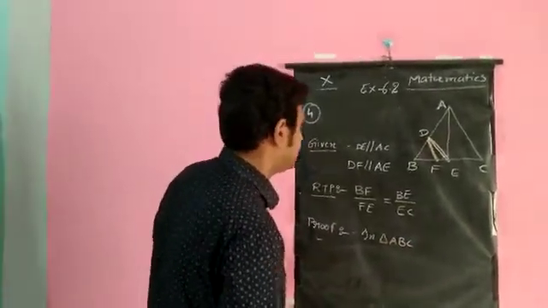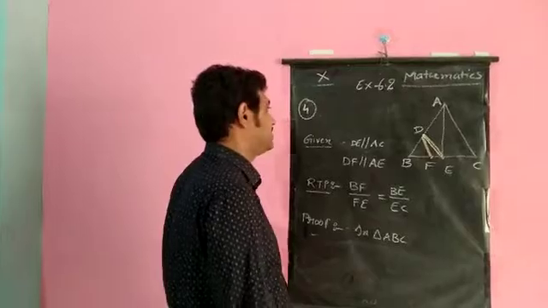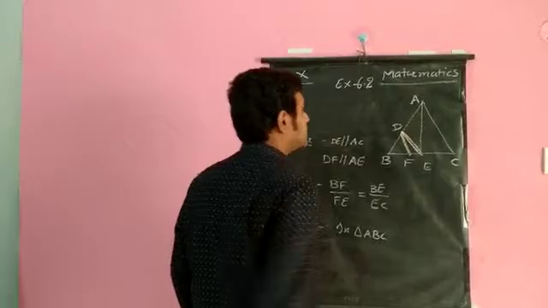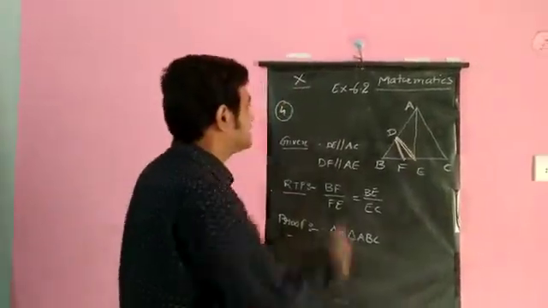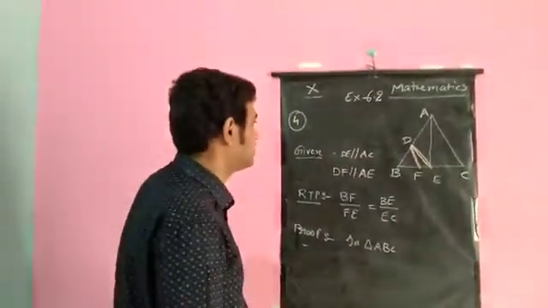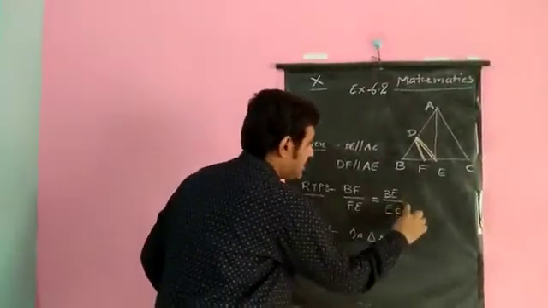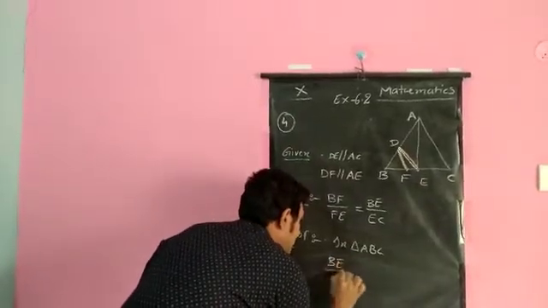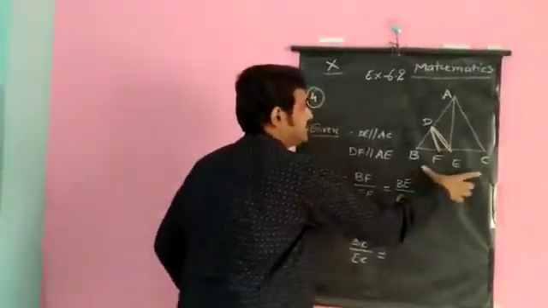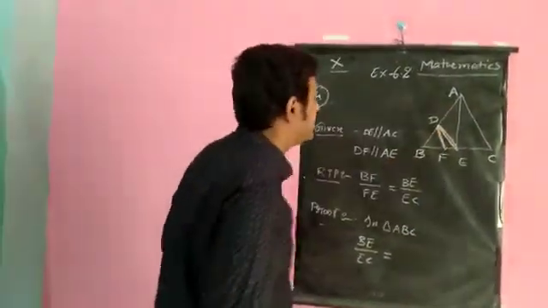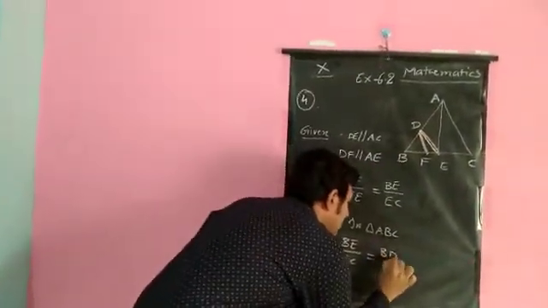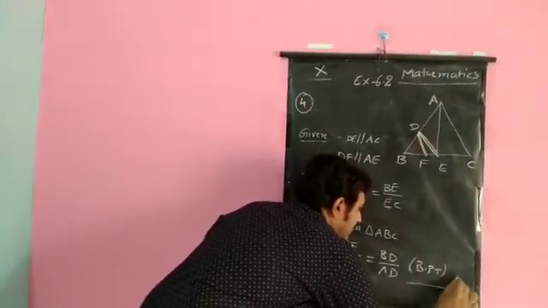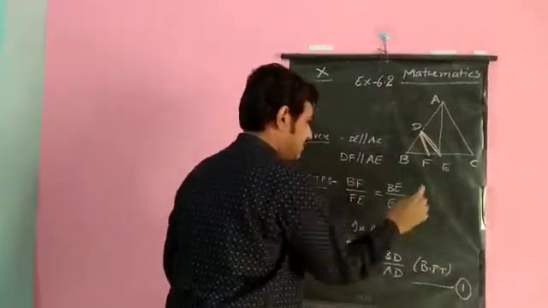In triangle ABC, by the basic proportionality theorem, a line drawn parallel to one side, intersecting the other two sides, divides them in the same ratio. Here DE is parallel to side AC, intersecting the other two sides AB and BC, so it divides them in the same ratio. I need BE by EC, so I write BE by EC equals BD by AD. I wrote this using the basic proportionality theorem, and I take it as equation 1.